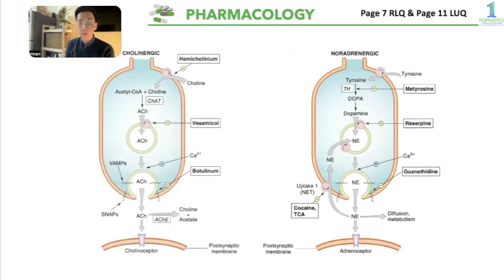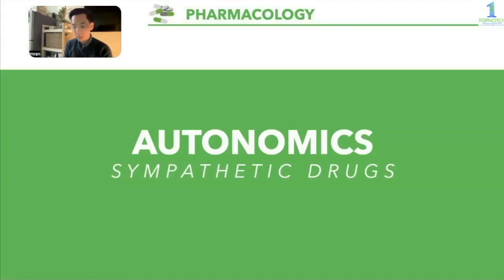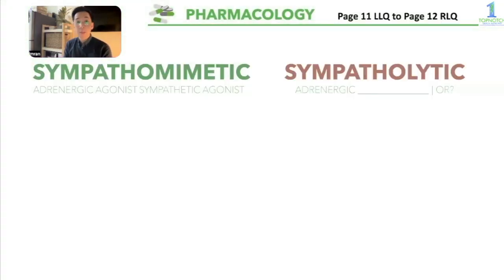You have to differentiate the two, okay? And the inhibitors of both. Okay, let's start with the sympathetic nervous system. So for the sympathetic nervous system drugs, we have your sympathomimetics and your sympatholytics.